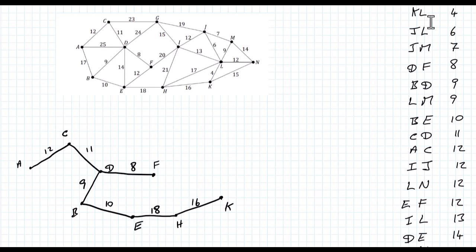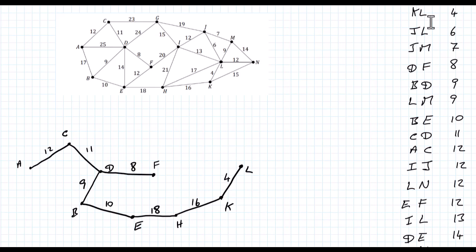Okay, again, we have K now, so we have 15 and 4. I imagine the 4 is going to be the smallest. Let's see, all the other ones are bigger than 10, yeah, so it's going to be that 4. So that goes from K up to L, and that has a weight of 4.